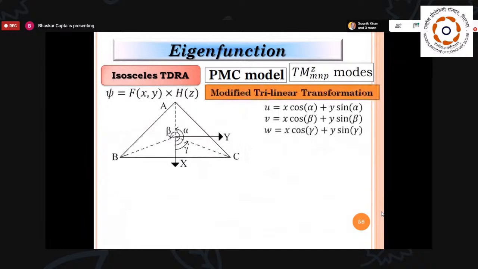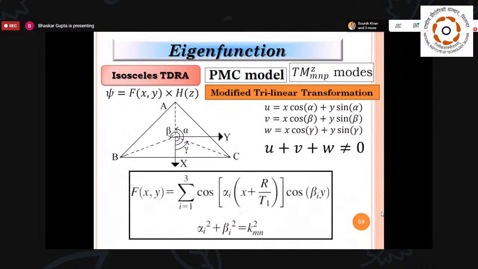Again, we go for a modified trilinear transformation. In terms of these angles alpha, beta, gamma, we get a transformation to U, V, and W in terms of L, M, N, so that U plus V plus W is not equal to zero. This is going to form a general formulation for isosceles TDRA.